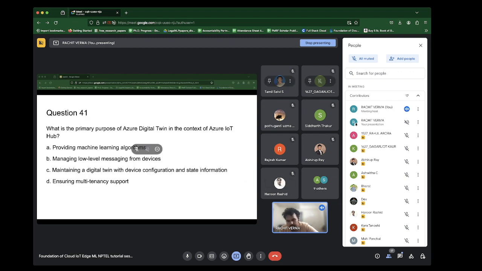So what is the primary purpose of Azure Digital Twin in the context of Azure IoT Hub? Is it A, providing machine learning algorithms, B, managing low level messaging, C, maintaining a digital twin, or D, ensuring multi-tenancy support? Okay, so many of you have said C. Any other responses?